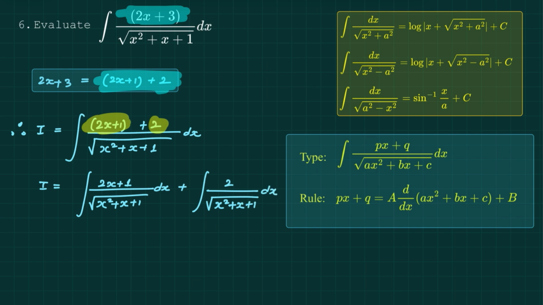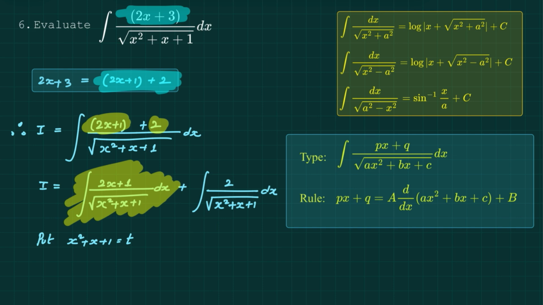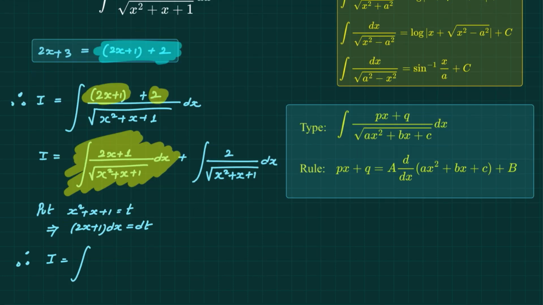Now for the first term, that is this one, we will assume x square plus x plus 1 to be t. On doing so and differentiating, we will have (2x plus 1) dx equals dt. Therefore, my integral I will be equal to the integration of (2x plus 1) dx, which is dt, over the square root of t. So this is for the first part.